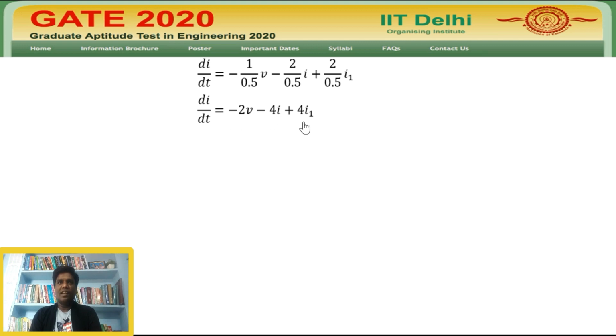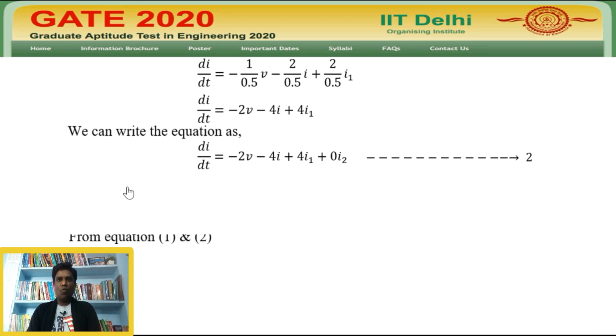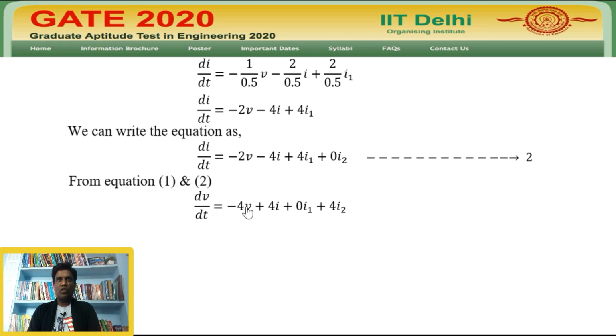In this equation, on the right hand side, the I2 term is missing. So, we can write the equation as di by dt equal to minus 2v minus 4i plus 4i1 plus 0i2. Now, we can consider this as equation number 2. From equations 1 and 2, the first one is dv by dt equal to minus 4v plus 4i plus 0i1 plus 4i2. The second one is di by dt equal to minus 2v minus 4i plus 4i1 plus 0i2.